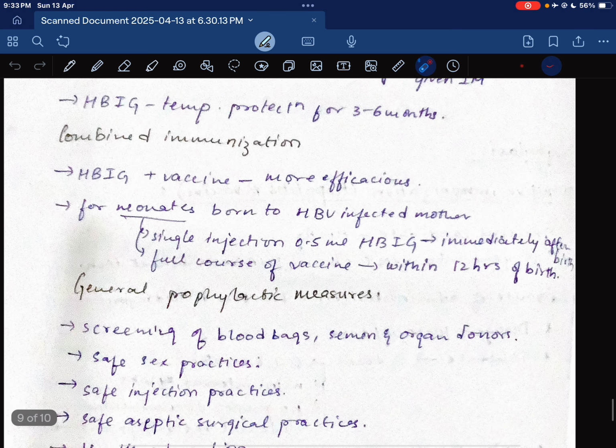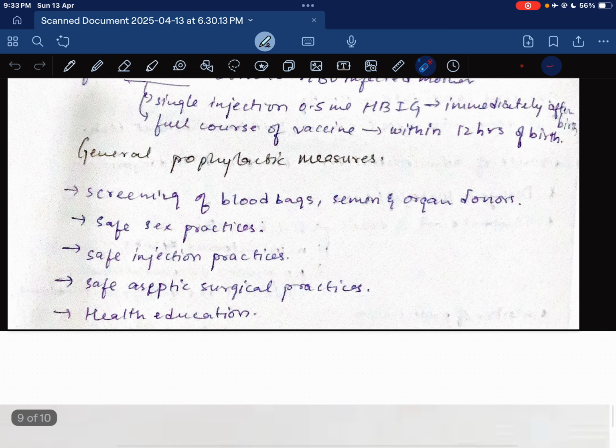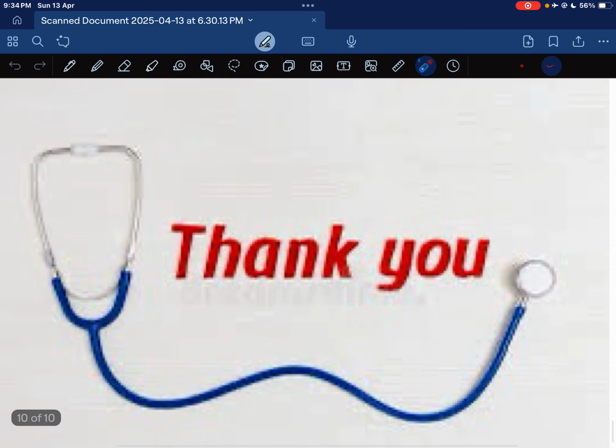Combined immunization: HBIG plus vaccine is more efficacious. For neonates born to HBV infected mothers, a single injection of 0.5 ml HBIG is given immediately after birth, and the full course of vaccine is started within 12 hours of birth. General prophylactic measures: screening of blood bags, semen and organ donors, safe sex practices, safe injection practices, safe aseptic surgical practices, health education. Thank you.